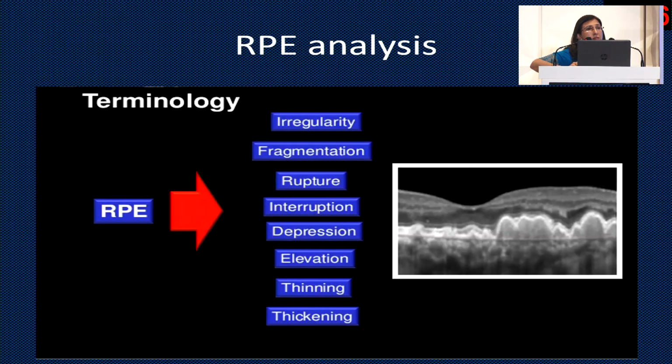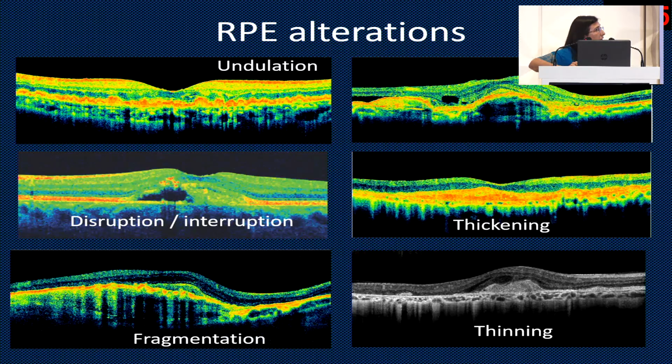Coming to the RPE layer, this is a very important layer because many times the status of this is going to tell you what the diagnosis is. So again, I'm emphasizing the terms that you use for defining the changes in this. These are some of the changes that you can see in the RPE layer: undulation, elevation, thickening, thinning, disruption. So you have to look very carefully for these changes.